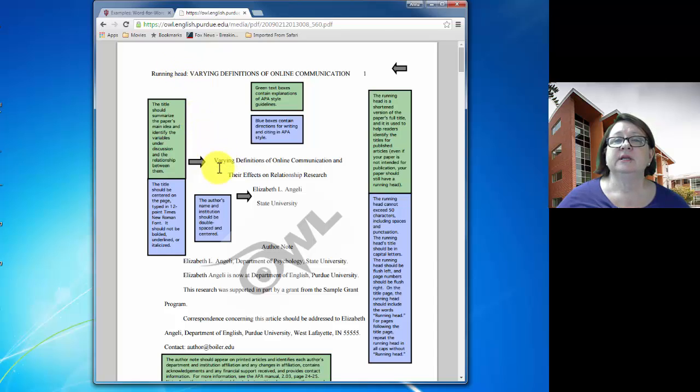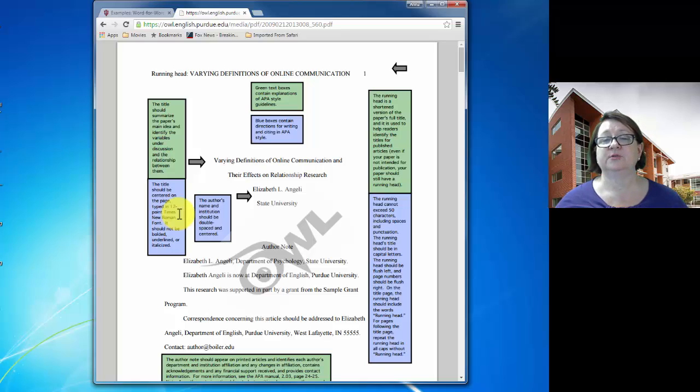And as you can see here, the title is centered. Varying definitions of online communication and their effects on relationship research. So that's the whole title, those 2 lines, okay? And then the author's name, Elizabeth L. Angeli, and then the institution name. So these are all double spaced and they're all centered, okay? Also, everything is in Times New Roman font. And that's just the APA default.